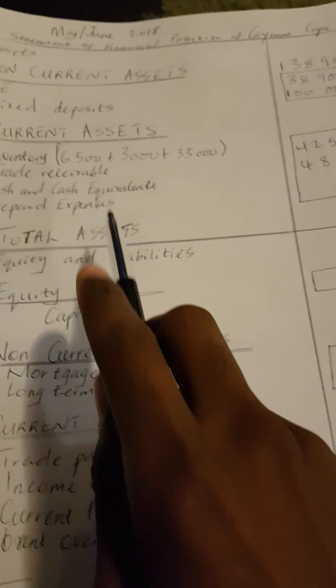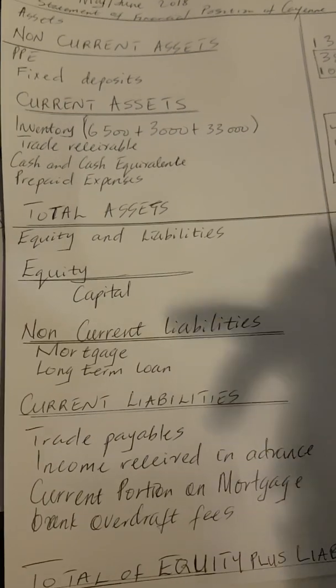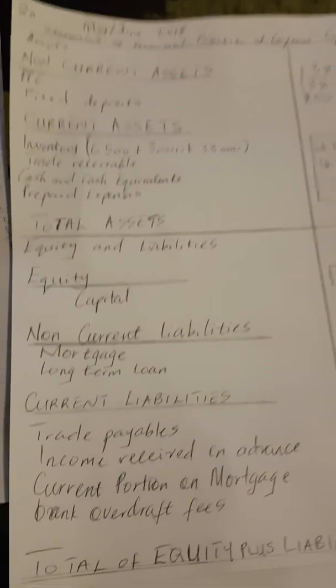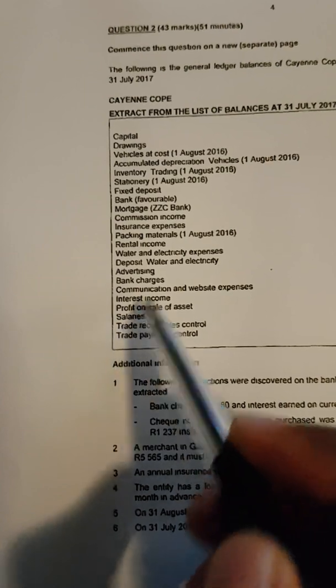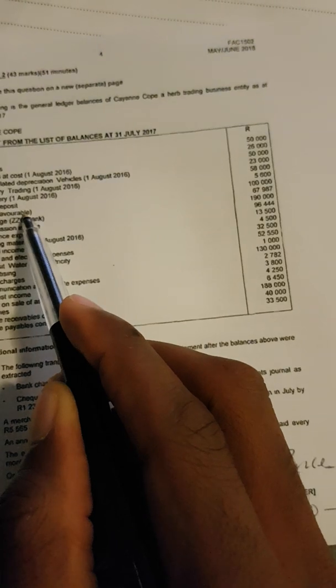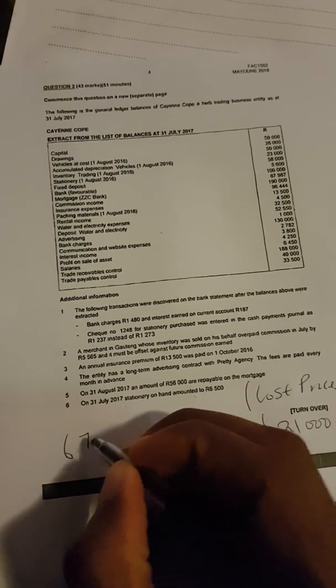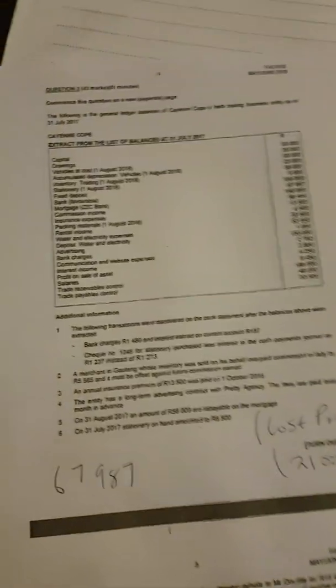Okay, let's move to cash and cash equivalents. Cash and cash equivalents is bank plus petty cash plus cash float. Now we have a lot of transactions that affect cash and cash equivalents. We have a bank of how much here? It seems like the bank favorable balance is 67,987. So this is our bank balance.